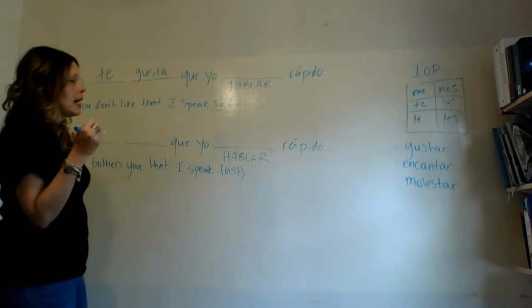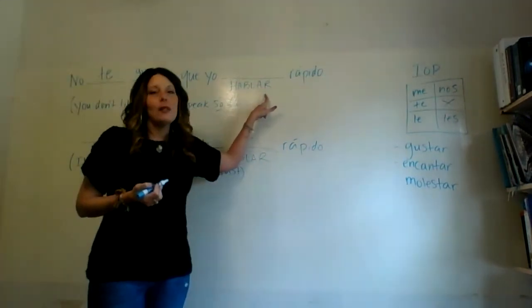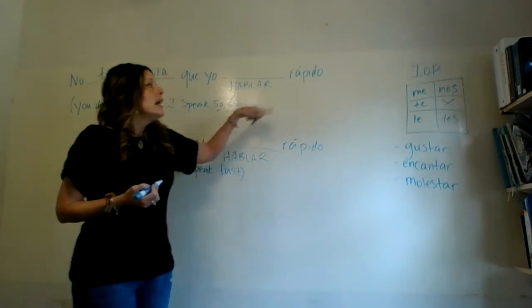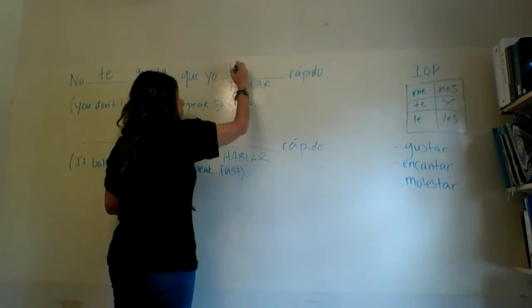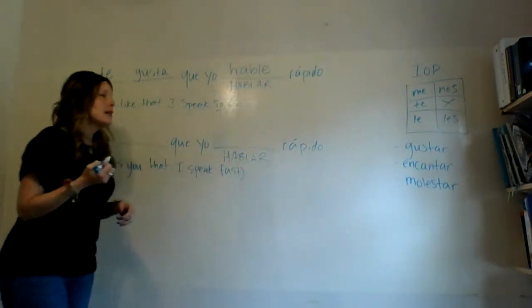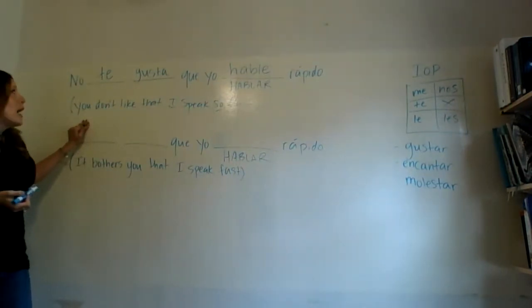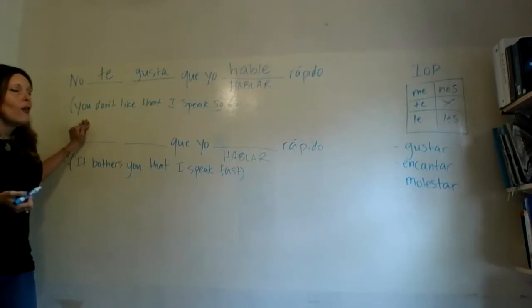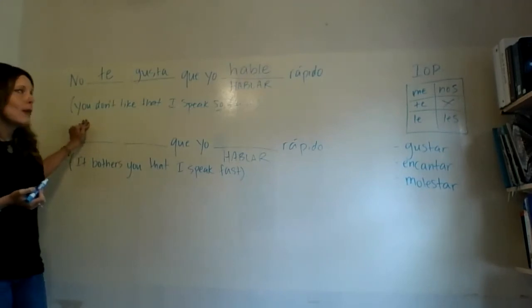No te gusta que yo. This is the very first verb that we looked at in the subjunctive. It's a regular happy verb. And in the subjunctive, hablar, conjugated based off of yo, would be hable. So that sentence, you don't like that I speak fast. No te gusta que yo hable rápido.